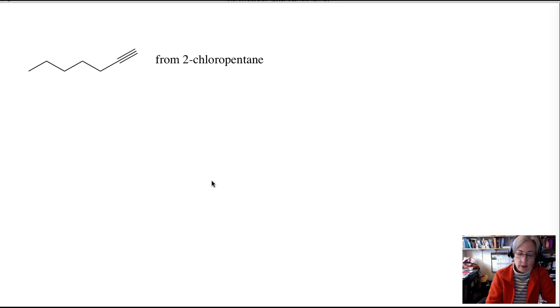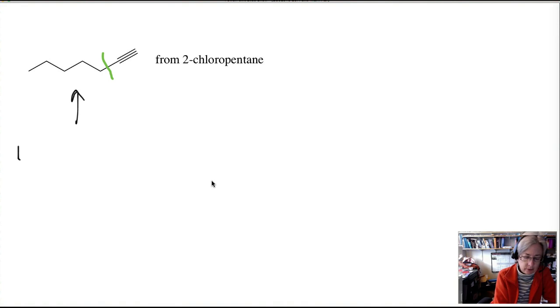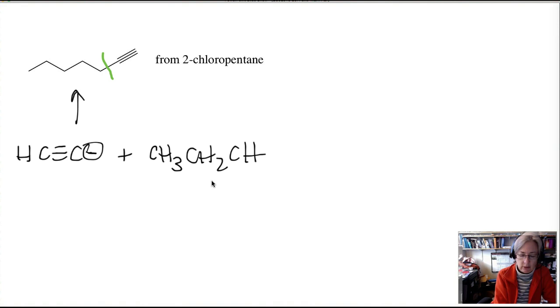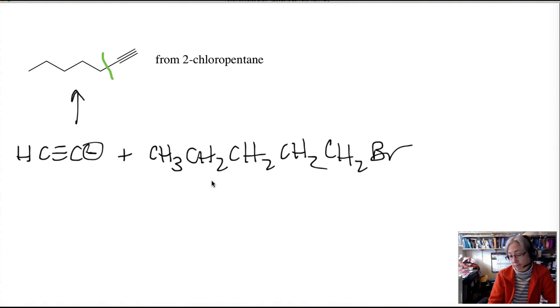How about making this from 2-chloropentane? All right, let's start at the beginning. Based on our previous example, it makes sense that there's going to be a disconnection there. That's the only thing we've seen with alkynes. I think I'll just start working backwards. I'm not even going to pay any attention to the starting material. So we're going to have this. We're going to react it with a 5-carbon alkyne plus CH3, CH2, CH2, CH2, CH2Br. And why not? That ought to work.